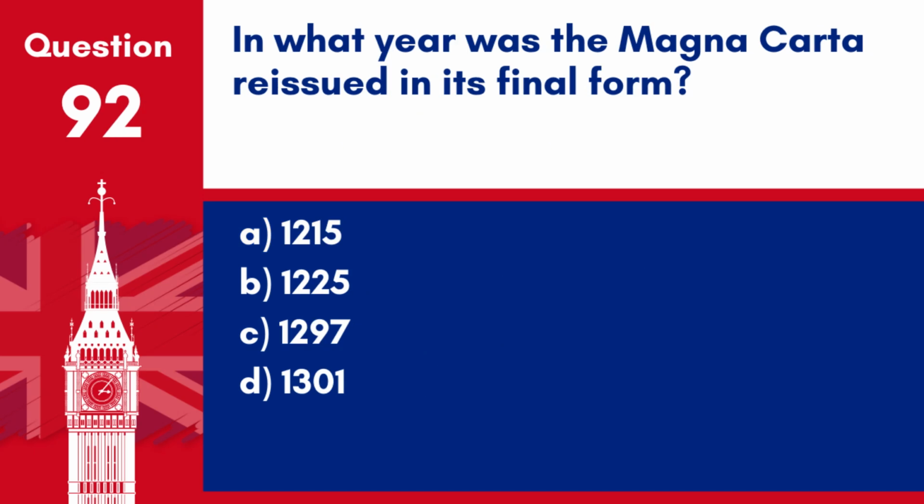Question 92. In what year was the Magna Carta reissued in its final form? A. 1215. B. 1225. C. 1297. D. 1301. Answer: B. 1225. The Magna Carta was reissued in its final form in 1225, establishing a definitive version of the document that would go on to be confirmed by future monarchs.